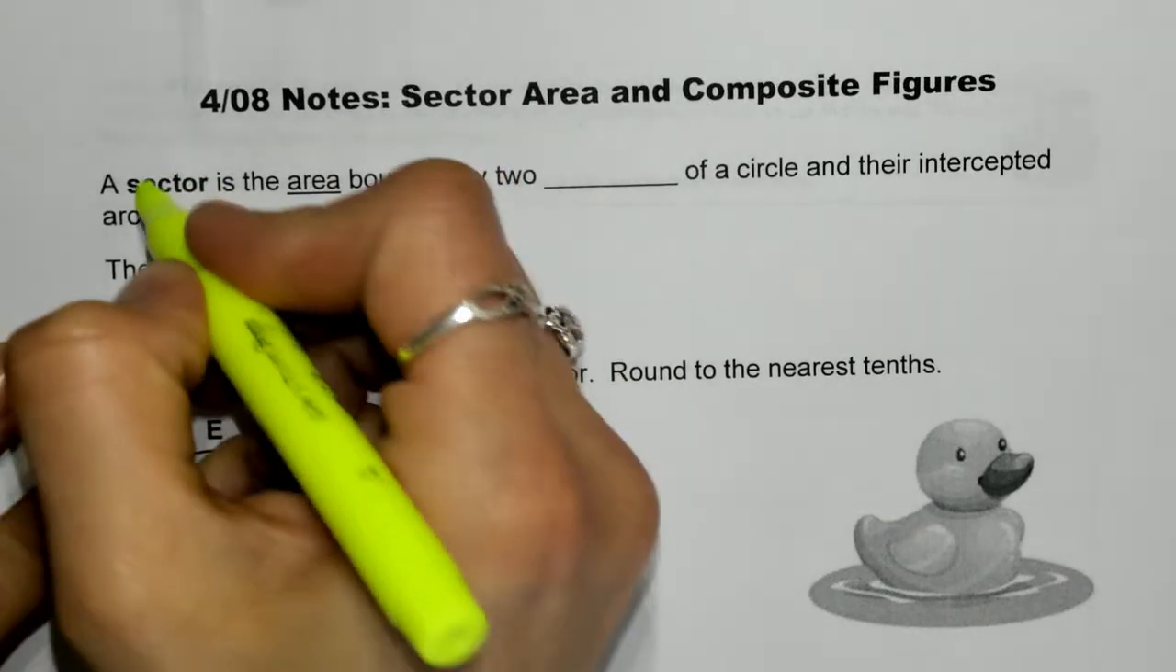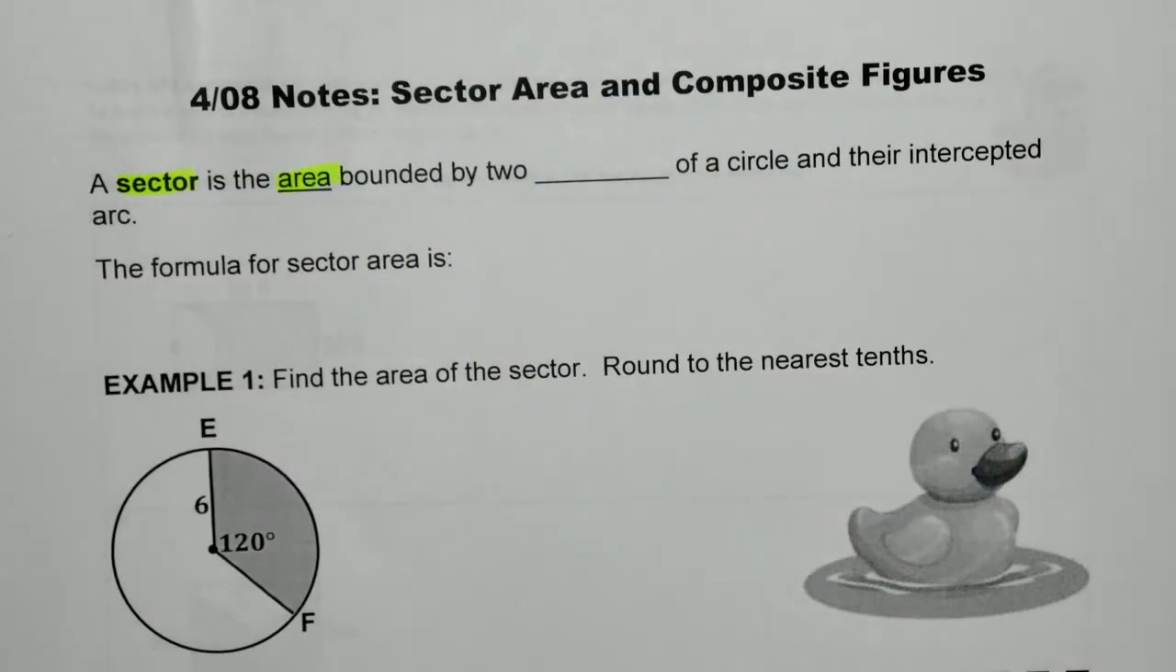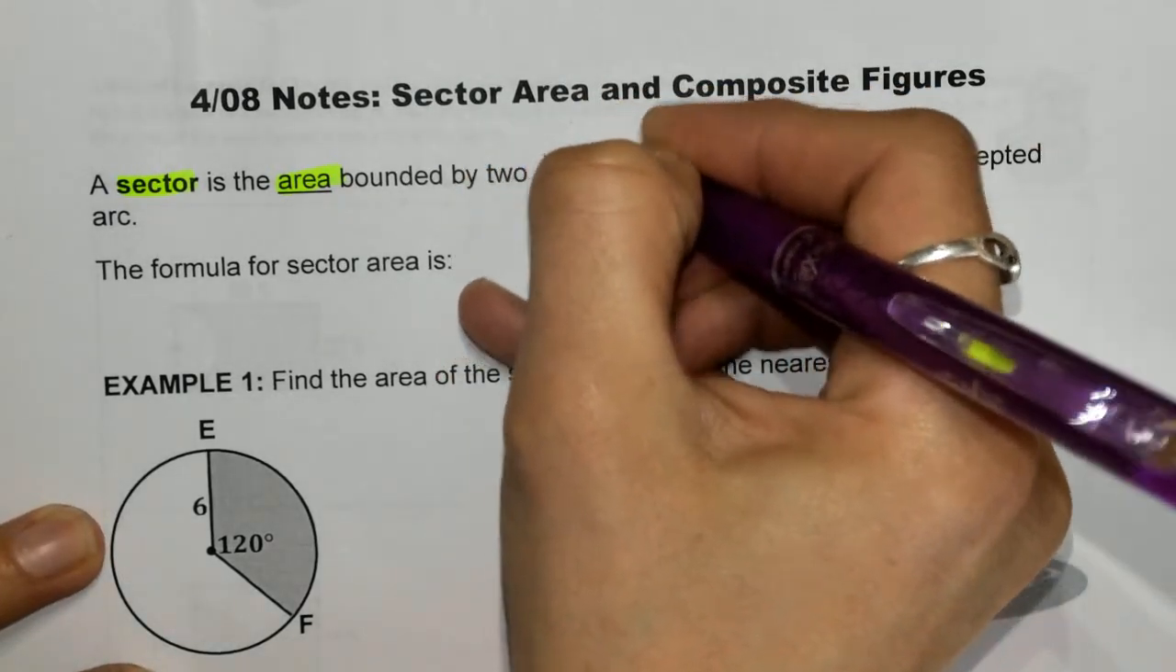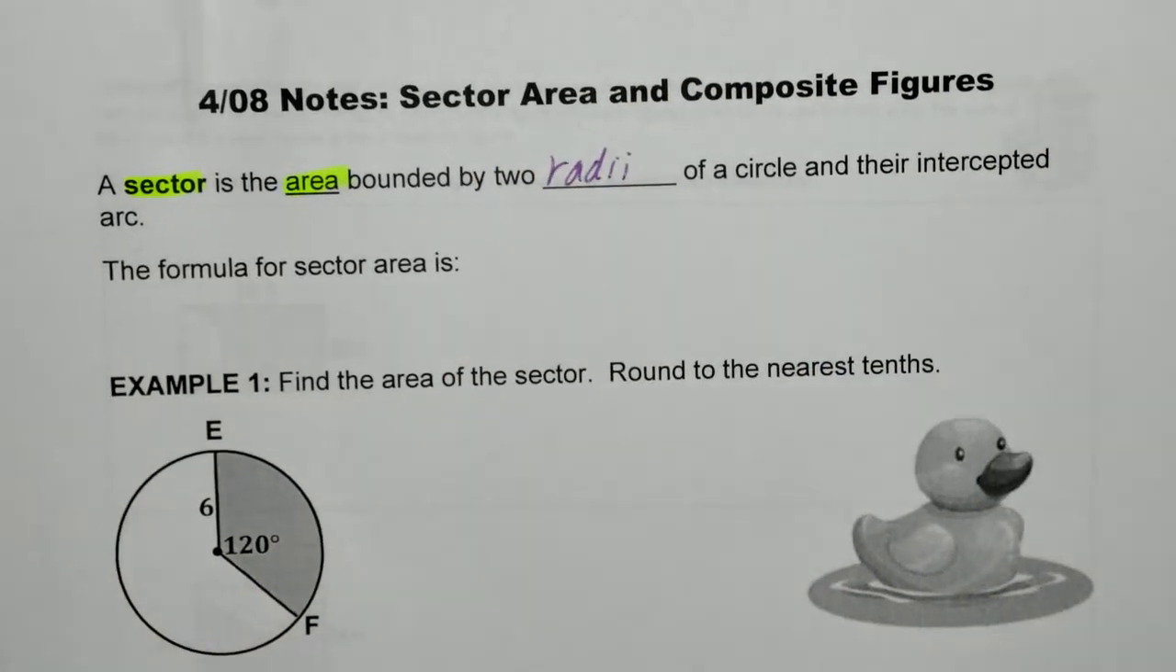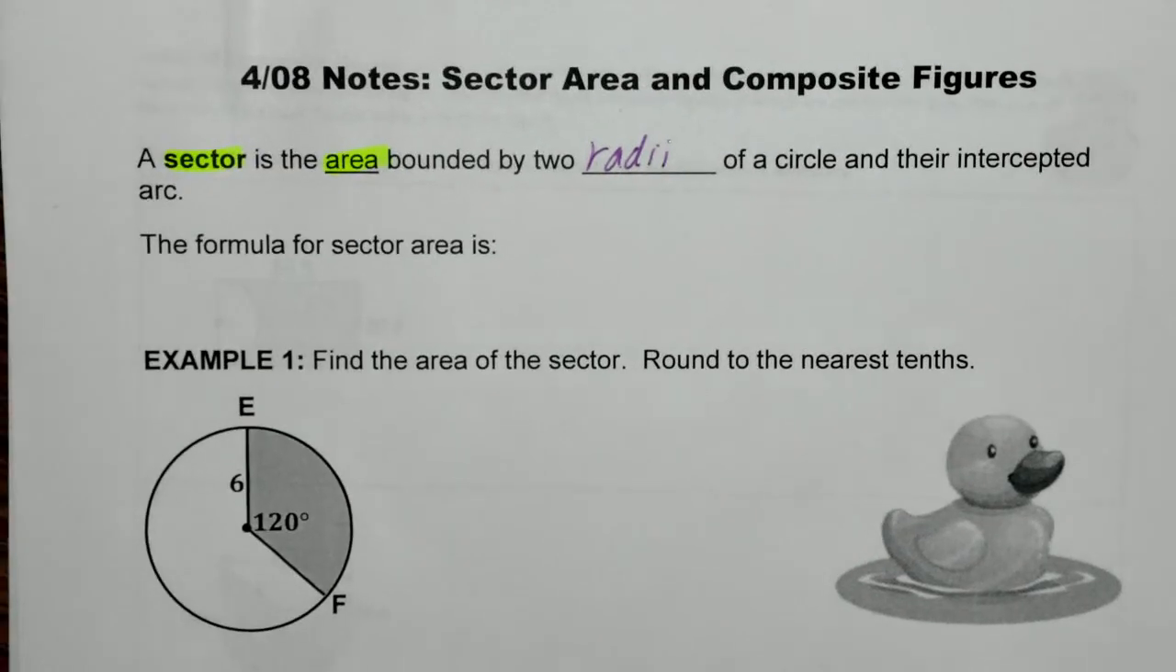First of all, we talk about a sector is an area, and it's going to be bound by two radii, plural for radius, of a circle and its intercepted arc. You can see, even in the picture here, the sector area is going to be the area of the sector. We're looking for the area, that shaded area, that shaded circle.